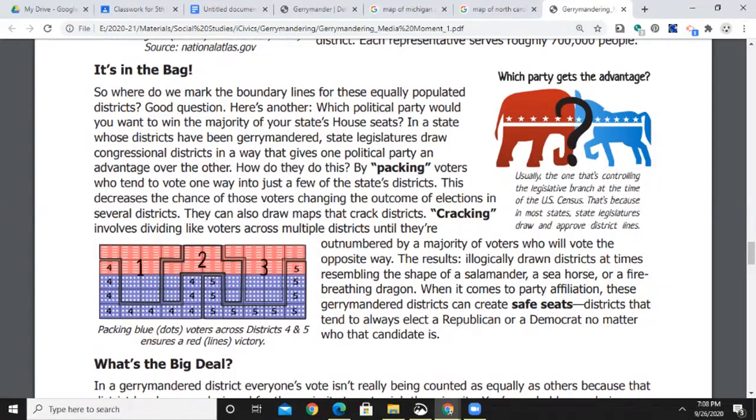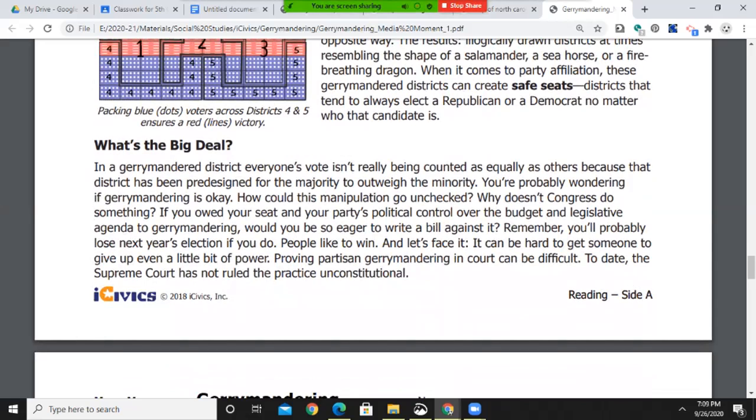They can also draw maps that crack districts. Cracking involves dividing like voters across multiple districts until they're outnumbered by a majority of voters who will vote the opposite way. The results? Illogically drawn districts at times resembling the shape of a salamander, a seahorse, or a fire-breathing dragon. When it comes to party affiliation, these gerrymandered districts can create safe seats, districts that tend to always elect a Republican or a Democrat, no matter who the candidate is. Well, what's the big deal?